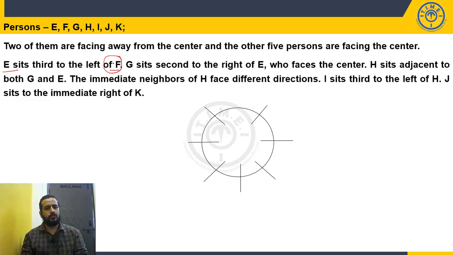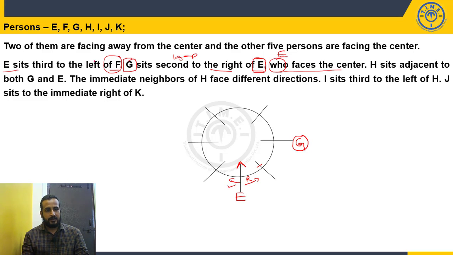Add some more points. If it is still leading to 2 cases, we will draw. G sits second to the right of E. Who faces the center? E. So G is second right of E and E is facing the center. So this is a point and E is facing the center. Second right means how many gaps? 1 gap to the right side of E. Who will be there? G will be there. As E is facing the center, this is the right side and this is the left side. So here G will be there.